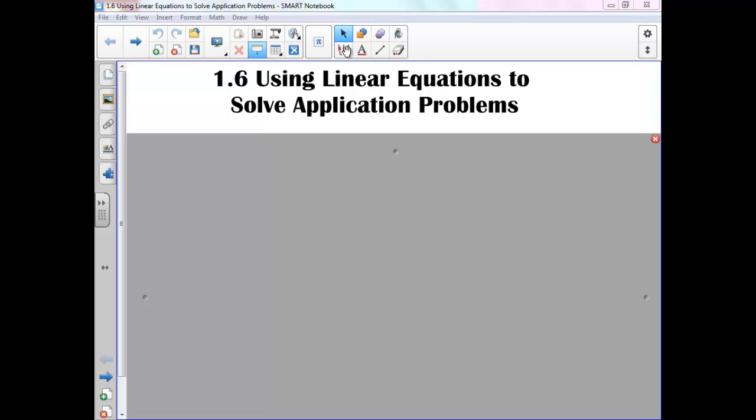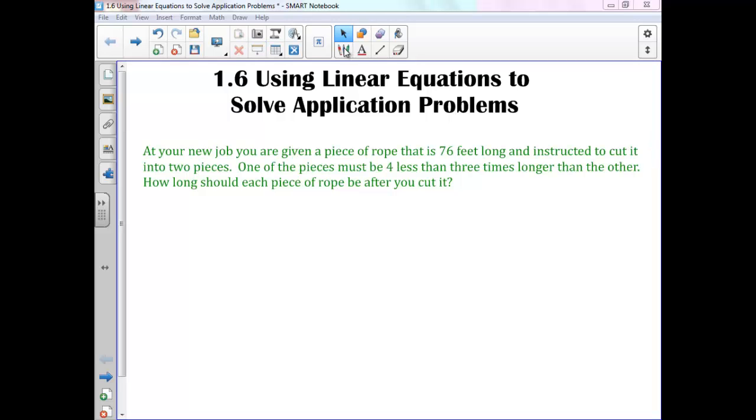This is section 1.6, using linear equations to solve application problems. To get to the chase, these are going to be your first stab at word problems. And on these you can read, so I'm not going to necessarily read them. You can pause it if you would like.